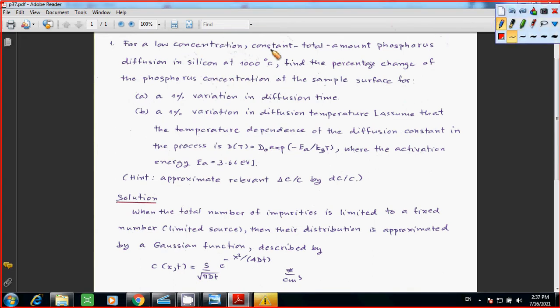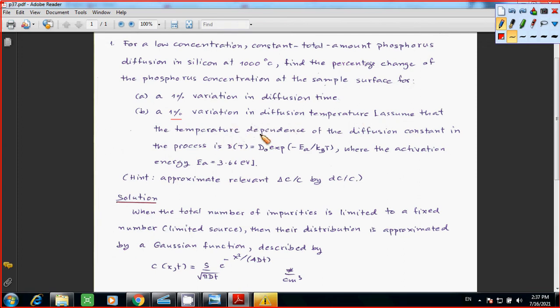For lower concentration, constant total amount phosphorus diffusion in silicon at 1000 degrees Celsius, find the percentage change of phosphorus concentration at the sample surface for A, a 1% variation in diffusion time, and B, a 1% variation in diffusion temperature.